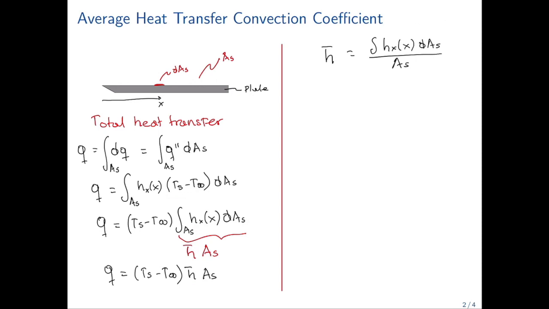Now, in the case of the plate, if we are assuming that it has constant thickness, we can define h average as 1 over L, instead of the area, 1 over L multiplied by the integral from 0 to L of h of x multiplied by dx.